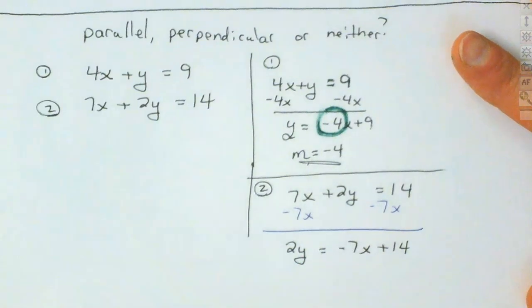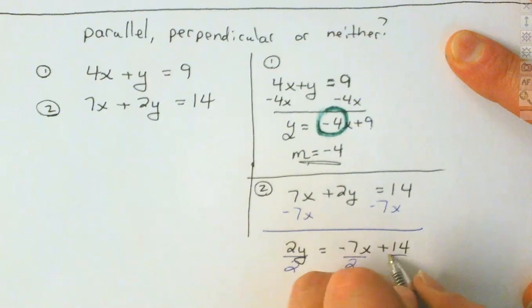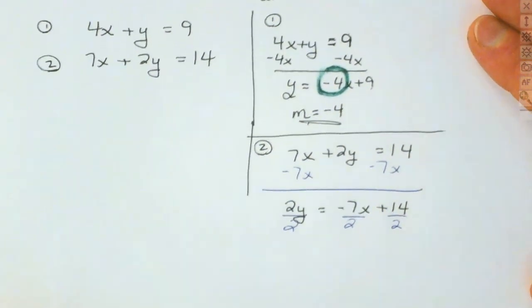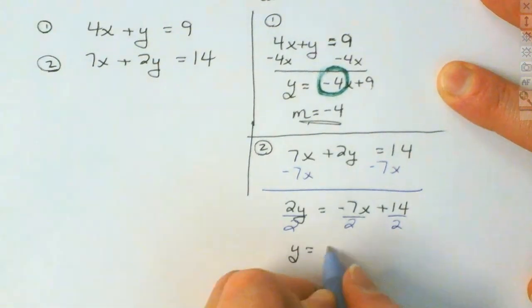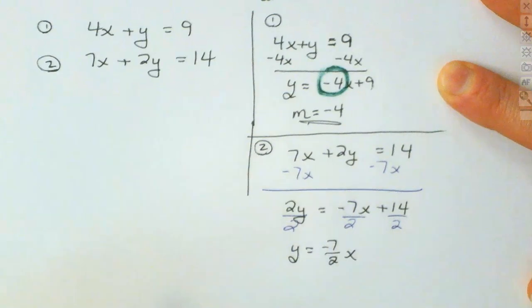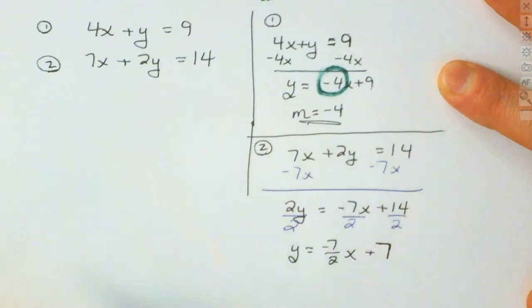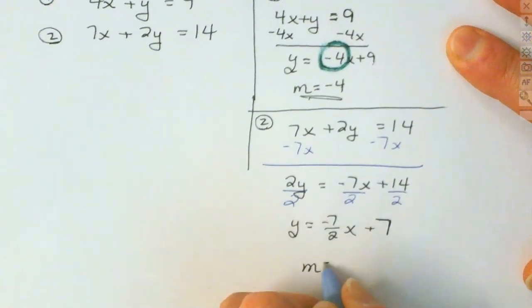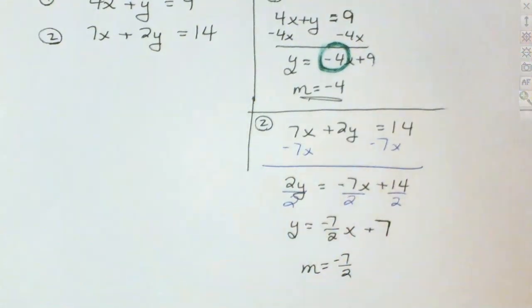And what's my next step? Divide by 2. And then we see what we've got. We need to reduce it down if possible. So this is going to reduce down to be y equals negative 7 halves x. And 14 over 2, well, that makes it a 7. So what is my slope? Negative 7 halves.